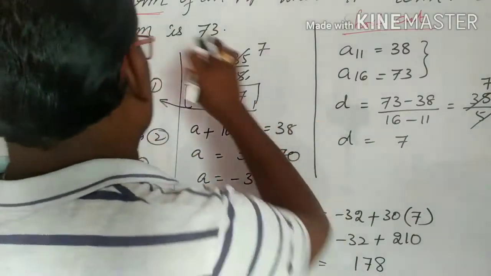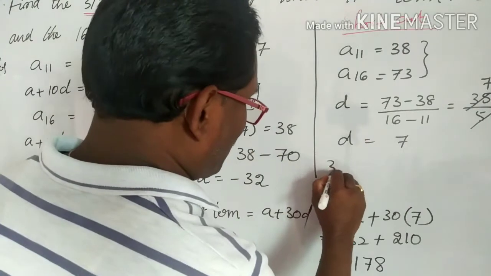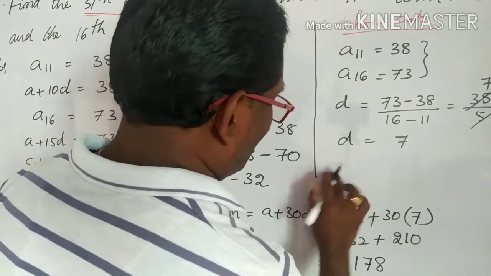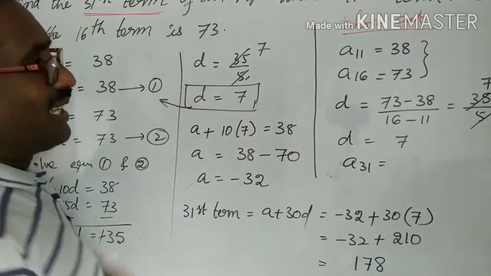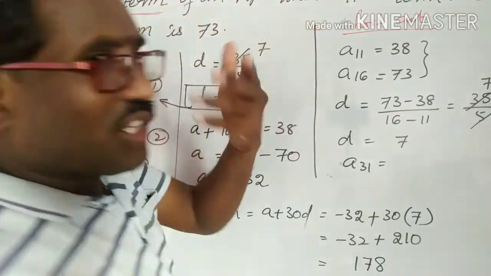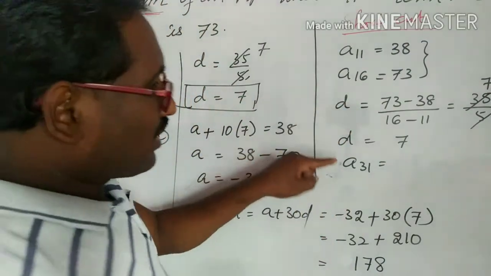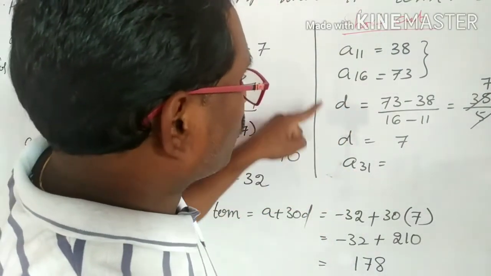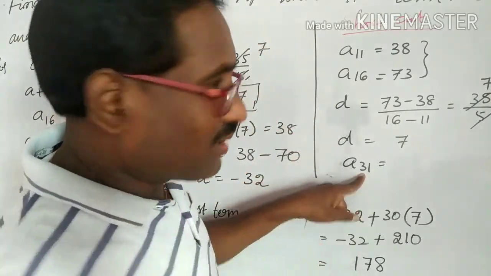Which term is asked? The 31st term. We don't need the first term again. So A31 is equal to, taking either of these two terms, the nearest bigger number. Which number is closest to 31? It is 16.